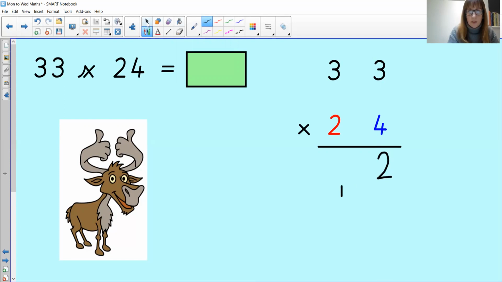Oh, it's not in blue. Never mind, it doesn't really matter. It's just so that you could see what I was doing. And again, 3 times 4 is 12, but I've also got this 1. So that would be 13.